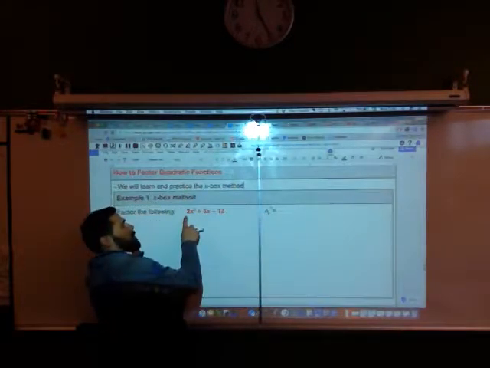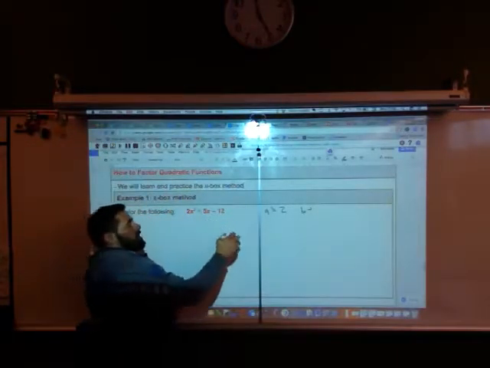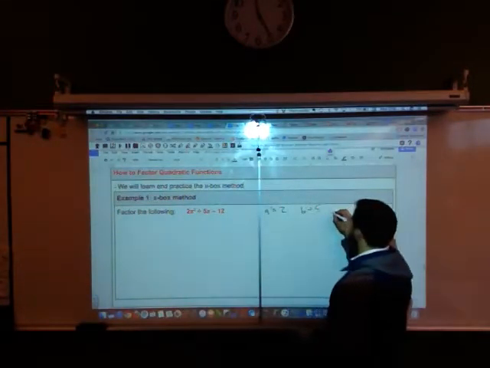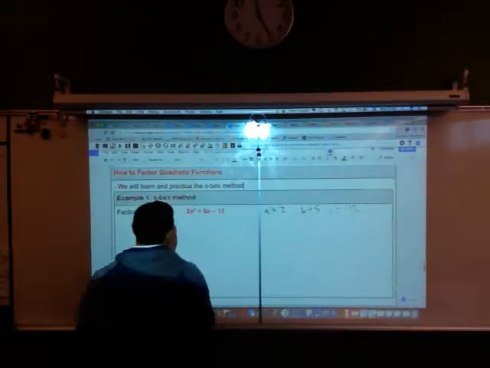So my a value is a positive 2. My b value is a positive 5. And my c value is a negative 12. That's my a, b, and c value. That's going to be useful in this.